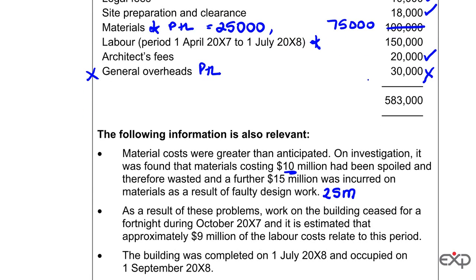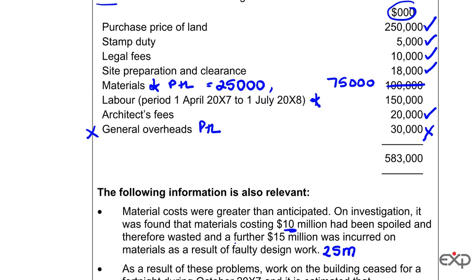With the building, we're told that work on the building ceased for a fortnight in October, and it's estimated that 9 million of the labour costs resulted to that period. So in other words, what's going to go through the P&L is the 9 million abnormal expense, and the remaining 141 million is therefore going to be a cost of the asset.